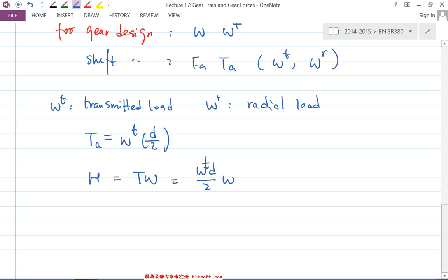Now, when we learn helical gear, there's an axial load, but we'll look at that. Basically, there's going to be another symbol called WA there. Any questions on spur gear? No, good. All right, so the helical gear.